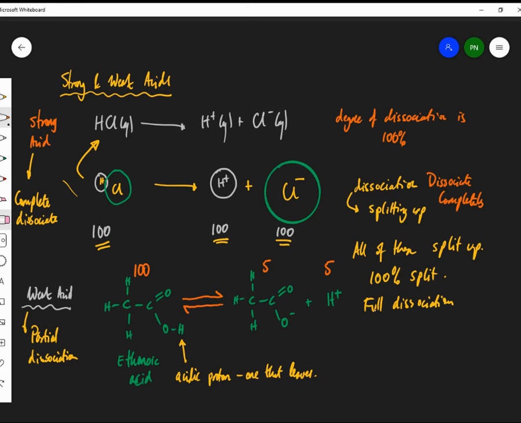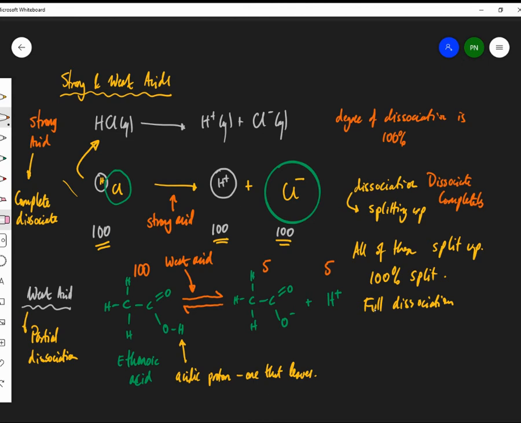So this one, we put a reversible reaction sign. If it's an arrow like this, it means we have a strong acid. But if we have a reversible reaction sign, it's a weak acid. As I say, if I have 100 of these ethanoic acid molecules, maybe 5 will split up. Does that make sense?